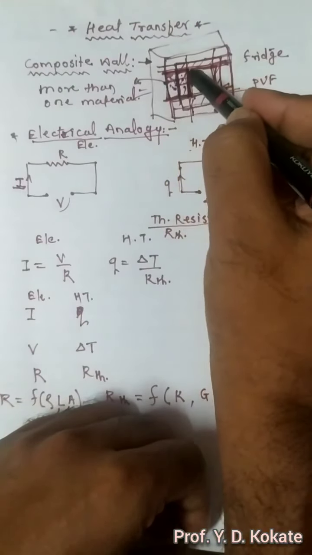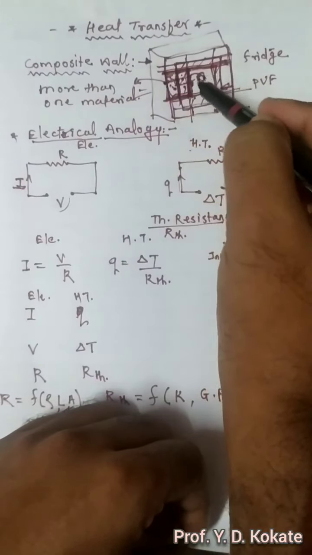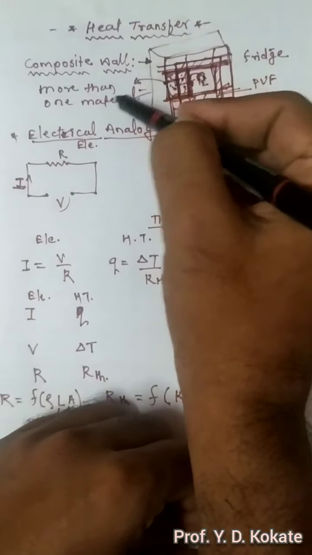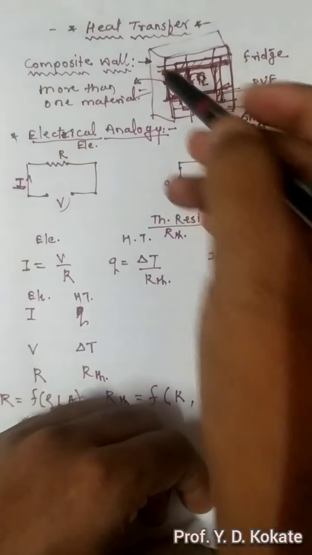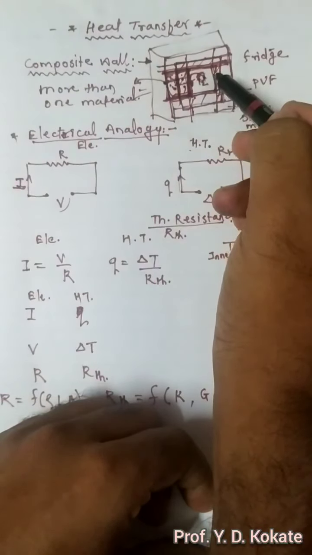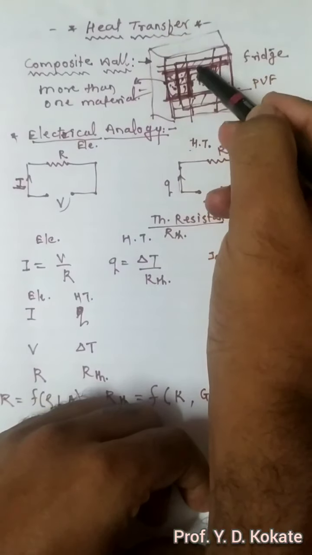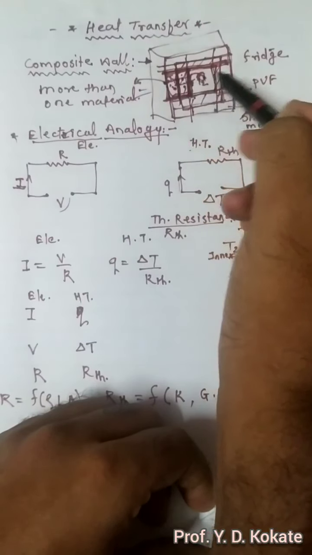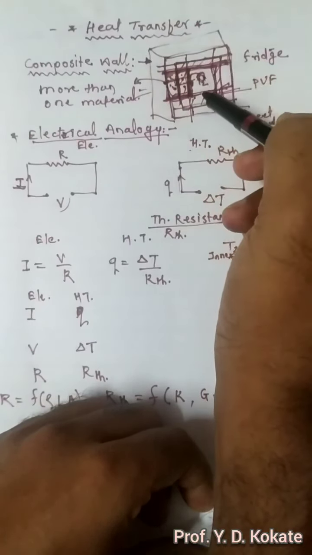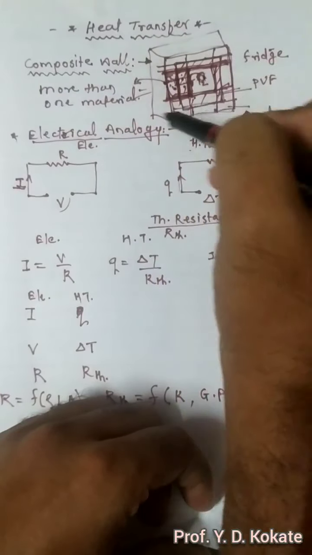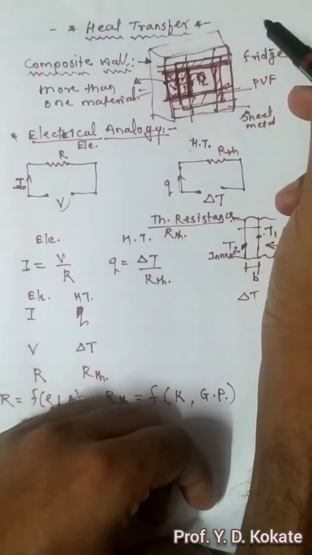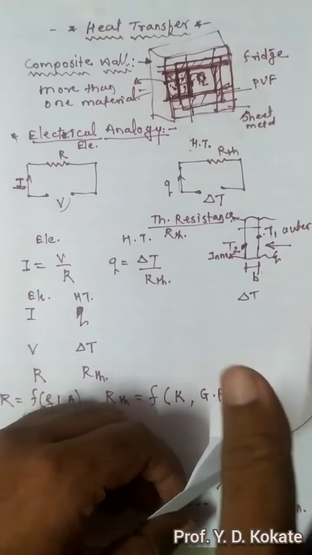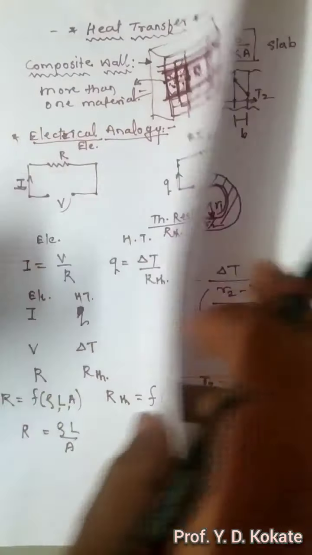For that I am taking this much part, and this inner atmosphere and outer atmosphere, for the analysis purpose. The same heat gets transferred from this side, and if we are able to find out this one, we can easily find out the top and bottom, and ultimately we can find the total heat transfer for the fridge. Now we start with this case.